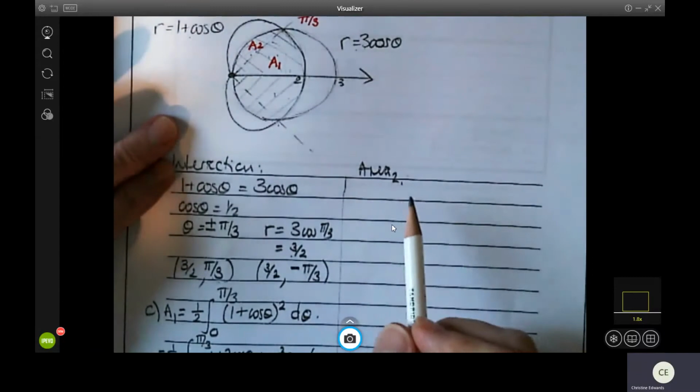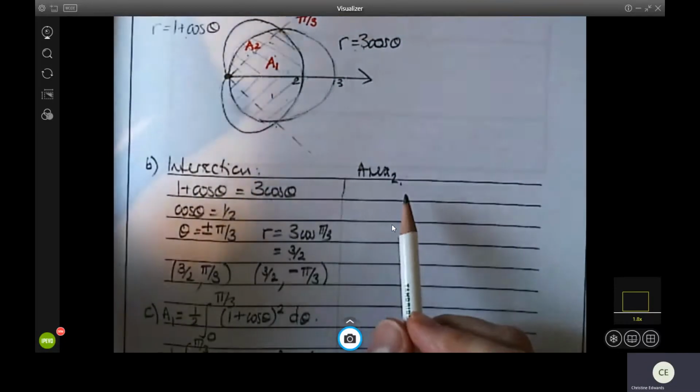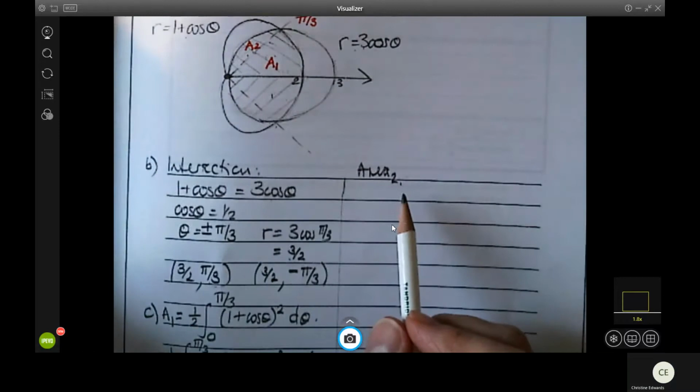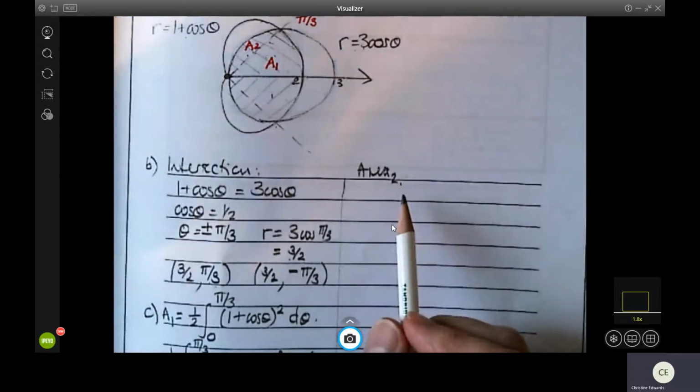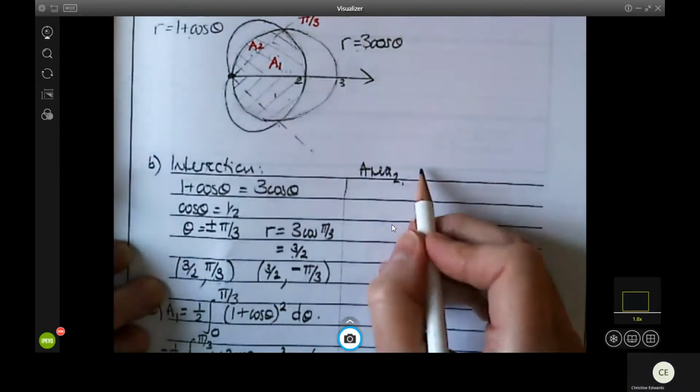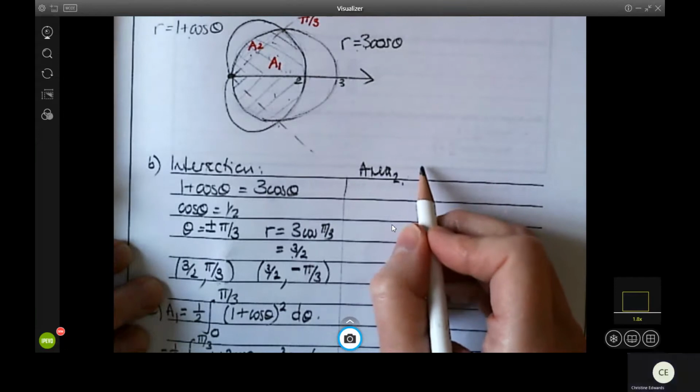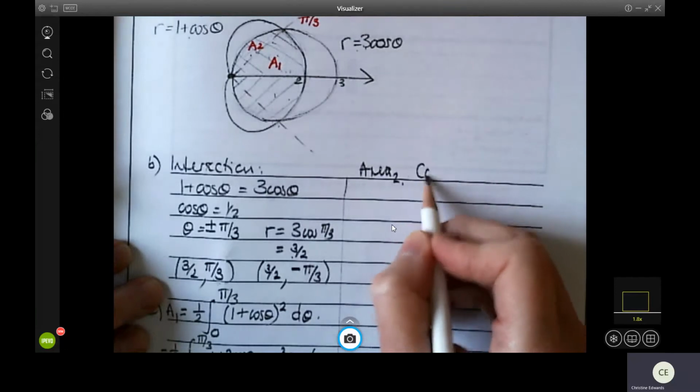Have a think about what limits I'm going to need. My bottom limit is going to be pi over 3. What's my top limit going to be? If I'm not sure, I need to use my technique where I let r equals 0. So let's have a think about that. What are the limits?